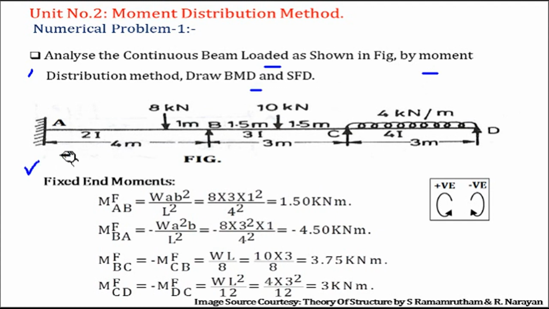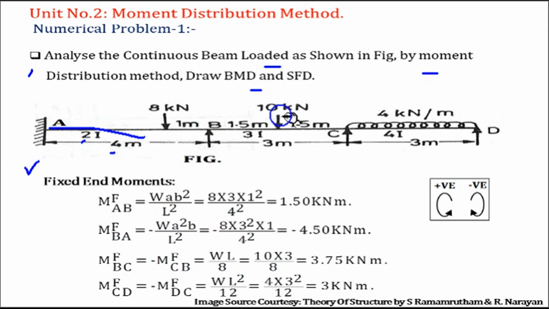So in the given figure, different loadings are given. Span AB has a load of 8 kN acting at 3 meter from A and 1 meter from B. Moment of inertia for span AB is 2I and span is 4 meter.